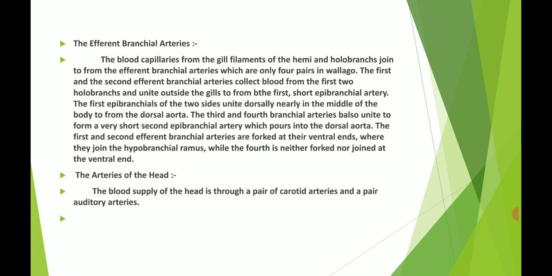The first epibranchials of the two sides unite dorsally, nearly in the middle of the body, to form the dorsal aorta. The third and fourth efferent branchial arteries also unite to form a very short second epibranchial artery which pours into the dorsal aorta. The first and second efferent branchial arteries are forked at their ventral ends where they join the hypobranchial ramus, while the fourth is neither forked nor joined at the ventral end.